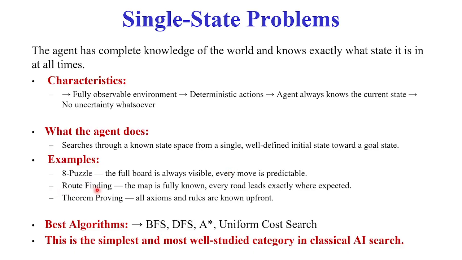If you take an example of route finding, Google Maps is used every day. The entire road map is available. Every road, every junction, the distance, everything is available. You know where you will get to by taking a road. So this is again a single state problem. When you talk about theorem proving, all axioms and rules are defined upfront and the agent reasons from them logically. Again, full knowledge.